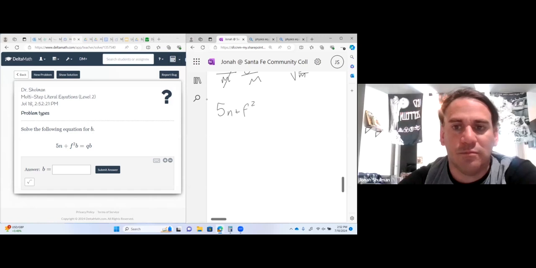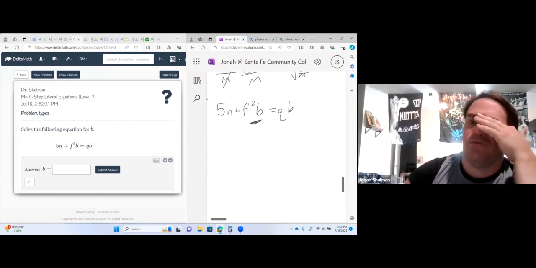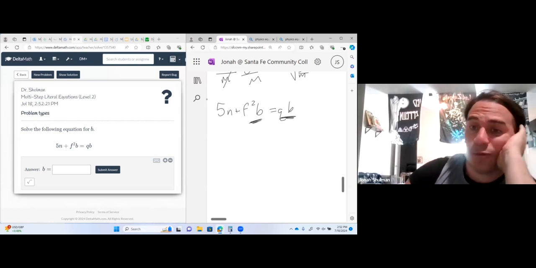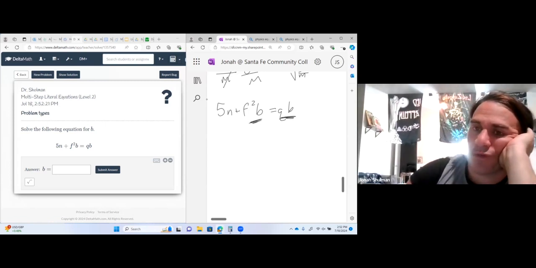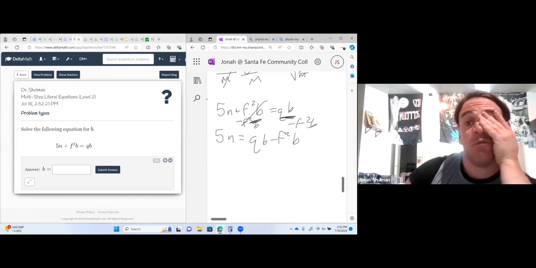So F squared B equals QB. So you see how there's a B in both? The first step you have to do is move the B over. We just want the B's alone. So I'm basically subtracting F squared B from both sides. So that cancels. So I have QB minus F squared B. Now, the B's aren't alone, but they're at least on one side.